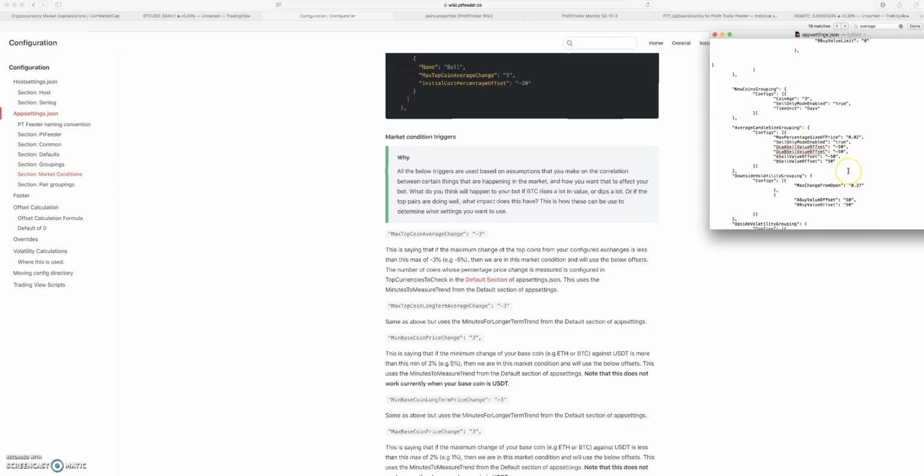And then this is where it kind of gets juicy. This is where a lot of people are going to get a lot of value from this video, I think. It's not necessarily the new coins grouping. We went over this briefly, but this is just another pair grouping.